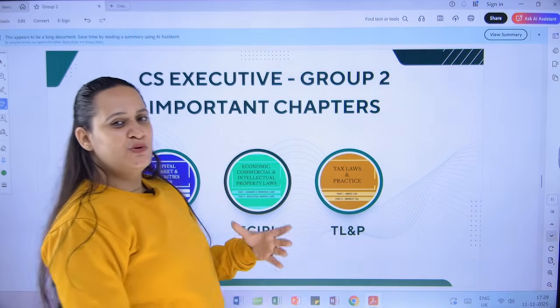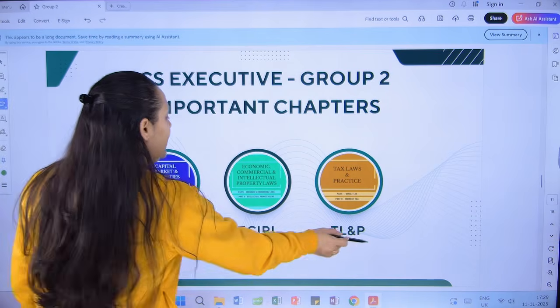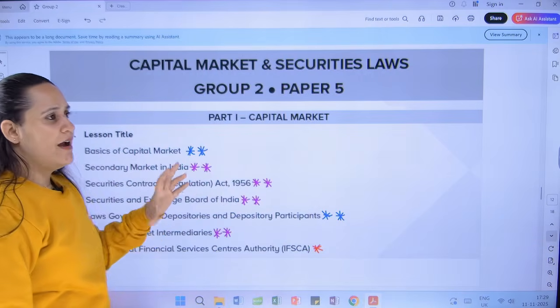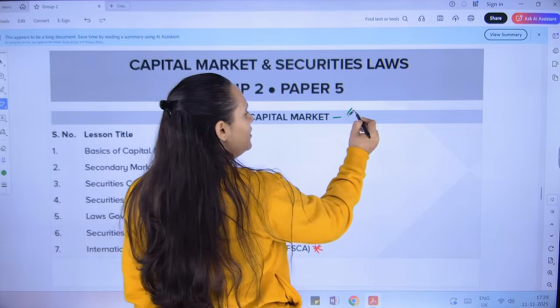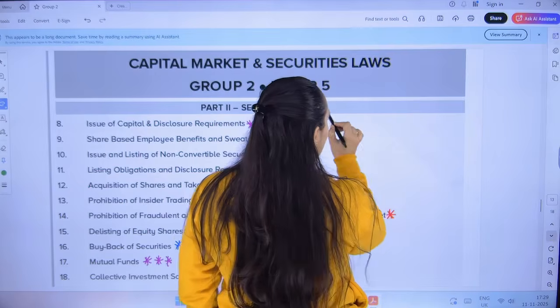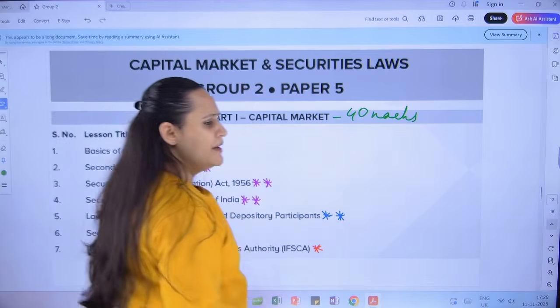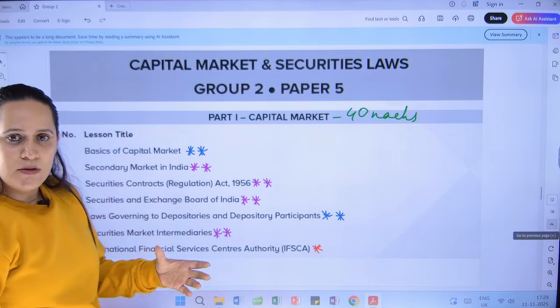Now, moving towards group 2 of the executive program, 3 subjects are there: CMSL, ECIPL and tax laws. Talking about CMSL, again the entire ratio is 40-60. Generally it is 60-40, but this is the only subject where part A carries 40 marks and part B carries 60 marks. So, you're going to begin with part A of the syllabus, which is very simple.